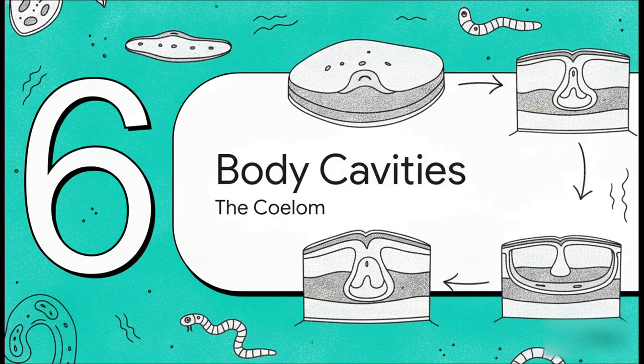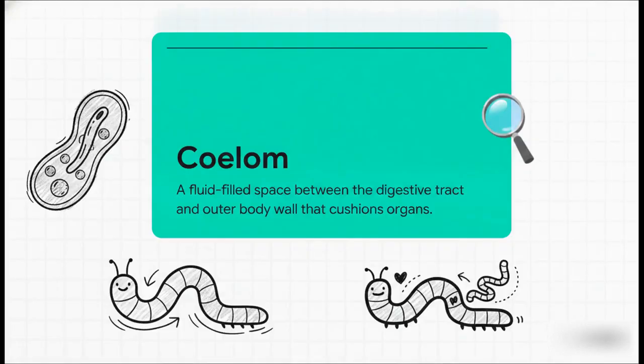And finally, Section 6, Evolution of Body Cavities, exploring the coelom. Now that we have a grip on developmental pathways, let's explore their internal plumbing. The major evolutionary breakthrough here is the coelom. By definition, a true coelom is a fluid-filled space situated right between the digestive tract and the outer body wall. So why is this so important? Well, the mechanical advantages are just staggering.